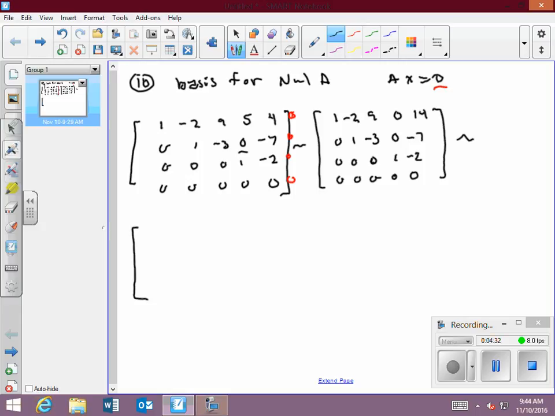Now, the next one I can work on is this one right here, right? I can't do anything with any of those others. So now I'm going to multiply the second row by 2 and add it up. So it's 1, 0, that's a minus 6, 3. This is 0, and then that's 0, right? And then I go 0, 1, 0, minus 7.